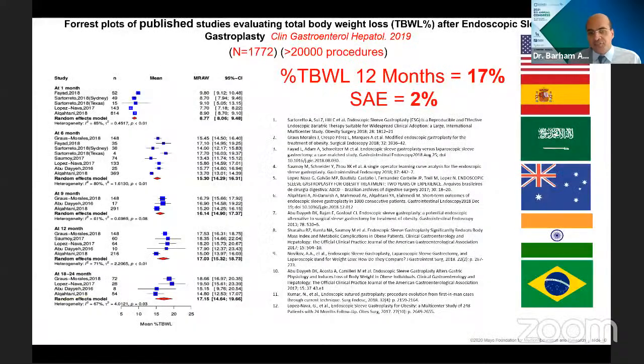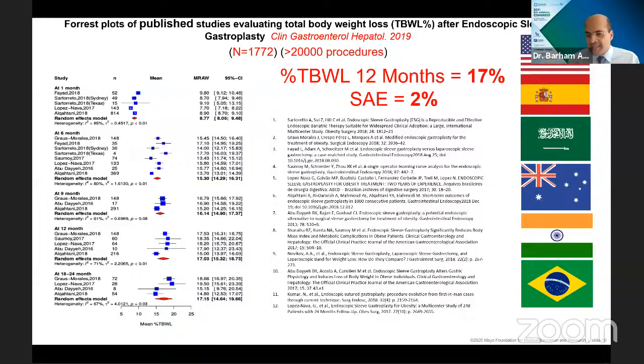Now, the literature is pretty mature about endoscopic sleeve gastroplasty, and it continues to expand. We have probably now more than 3,000 cases in the published literature and more than 20,000 cases performed globally. This is one of the meta-analyses that summarize the results from multinational trials, including our colleague, Professor Al-Qahtani. And you could see that the results are reproducible across the globe, and the average total body weight loss at 12 months is about 17%.